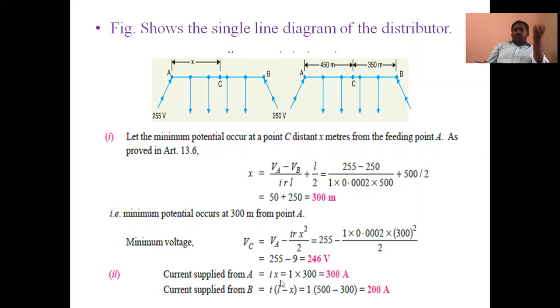So current supplied from A, what happened? I into X. What is that distance? At A, what happened here? I into X. That means I is how much here? 1 ampere. Into X means the total length here. That means here X, the minimum potential point, is 300 meters. And current supplied from point B is I into (L minus X). L means 500, X means 300. Like this we can calculate.